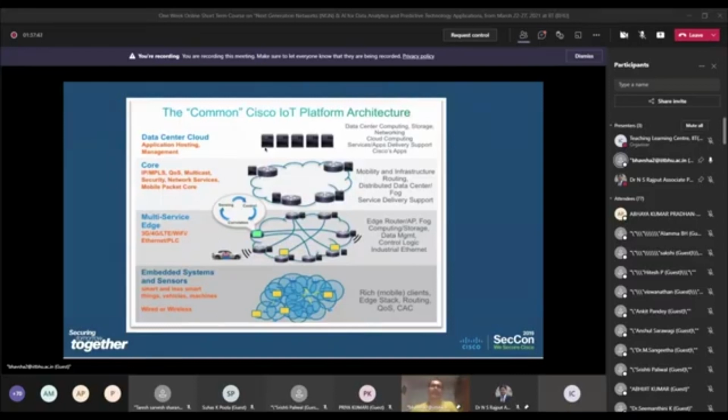This is where the actual device is located, and in that device the sensors are going to emit the information. Now the next is the multi-service edge, which is nothing but the network or the medium through which the data is going to traverse, right? It can be in the form of Wi-Fi, 3G, 4G, BLE, or ZigBee, another one of the IoT protocols. Or it can be MPLS, which you would have heard of in a traditional network.